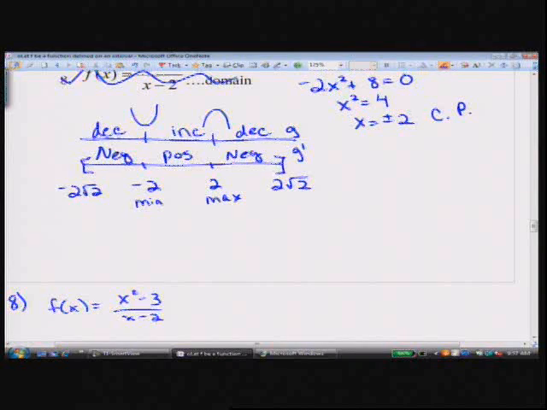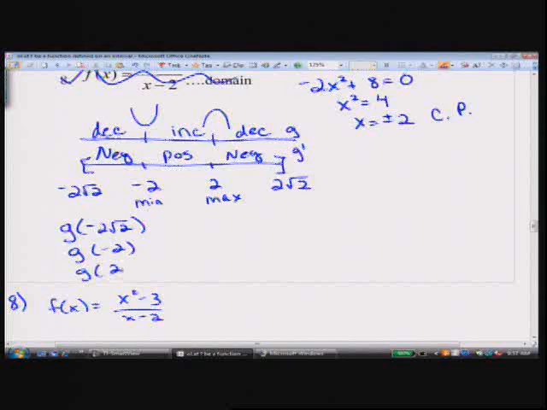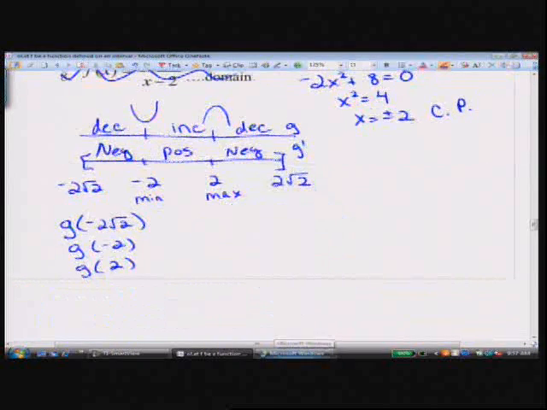But we don't know whether they're absolute or local, but we'll be able to determine whether they are if we go ahead and get the y values for the original function at negative 2 square root of 2, negative 2, 2, and then also 2 square root of 2.